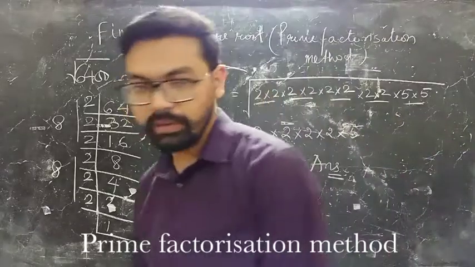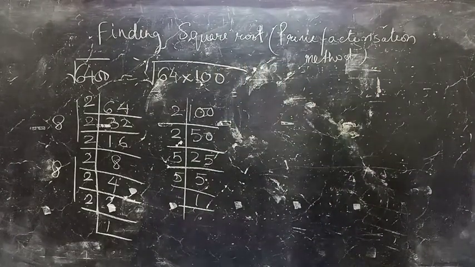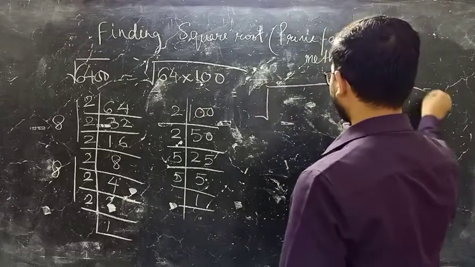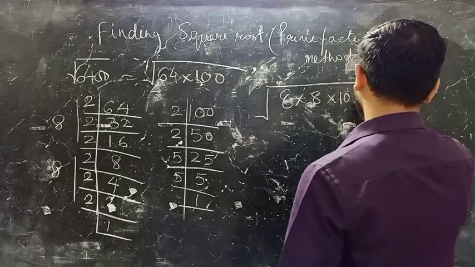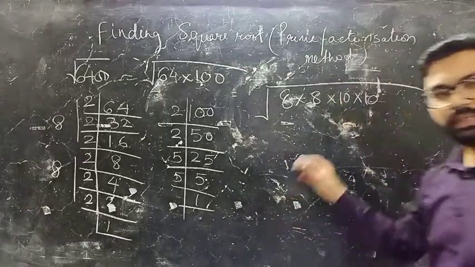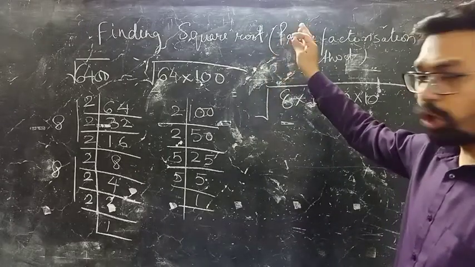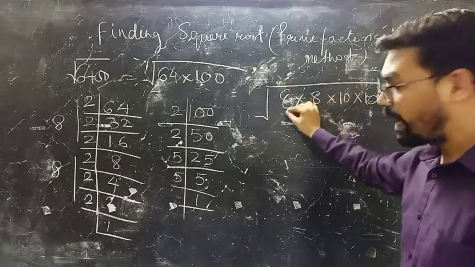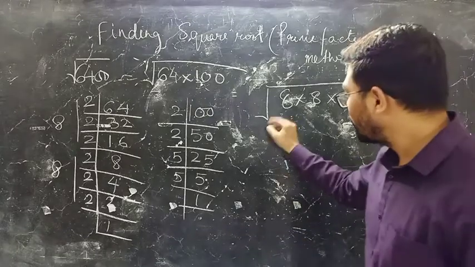I hope you have noted down this thing. If I write like this, 8 8s are 64 and 10 10s are 100. Even this is correct. You will get the same answer 80. But the thing is, the topic is prime factorization method and 8 is not a prime factor.